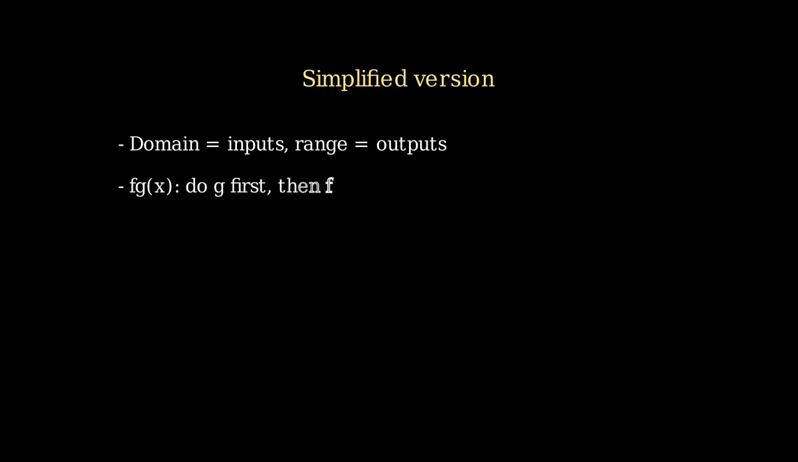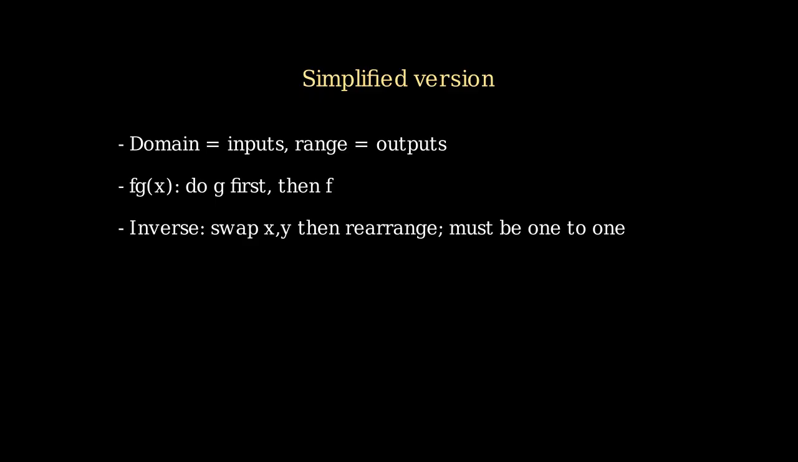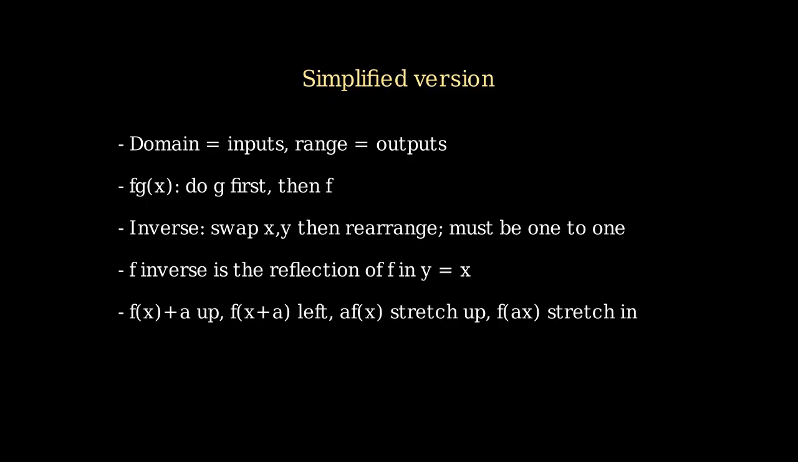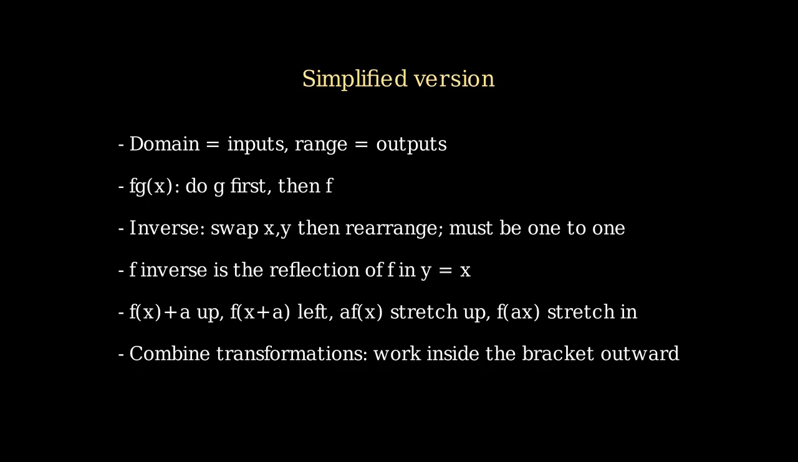Simplified version. Domain is the inputs allowed, range is the outputs produced. fg(x) means do g first, then f. To find an inverse, swap x and y, then rearrange, and the function must be 1 to 1. The graph of f⁻¹(x) is the reflection of f(x) in the line y = x. f(x) + a shifts up, f(x + a) shifts left. a·f(x) stretches vertically, f(ax) stretches horizontally, and when combining transformations, always work from the inside of the bracket outward.